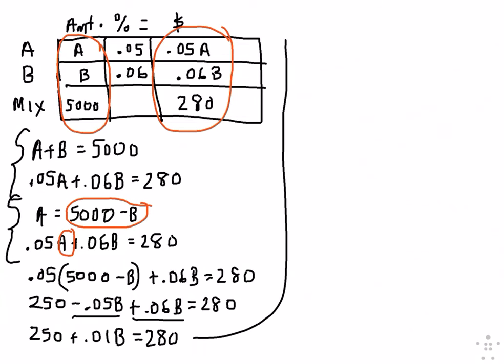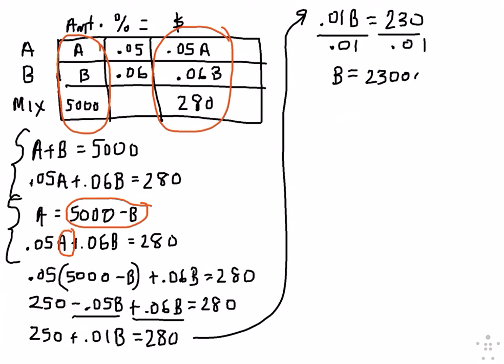Now I'm going to come up to the top here. So we subtract 250 from both sides. We have 0.01B equals 280 minus 250, which is 230. Right? Now we divide both sides by 0.01, right? So 230 divided by 0.01. So we get B equals 23,000.